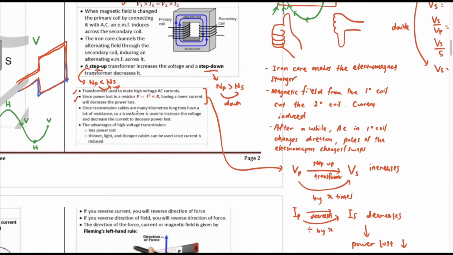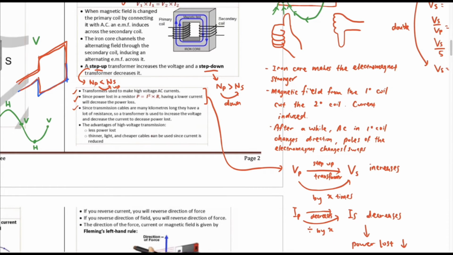Now, since transmission cables are many kilometers long, the cables from the power plant to the city have a lot of resistance. So a transformer is used to increase the voltage and decrease the current to decrease power loss. So they give more explanation. We must use high voltage so that current is small, so that power loss is minimized. But high voltage is dangerous, so that's why they have to use high pylons.